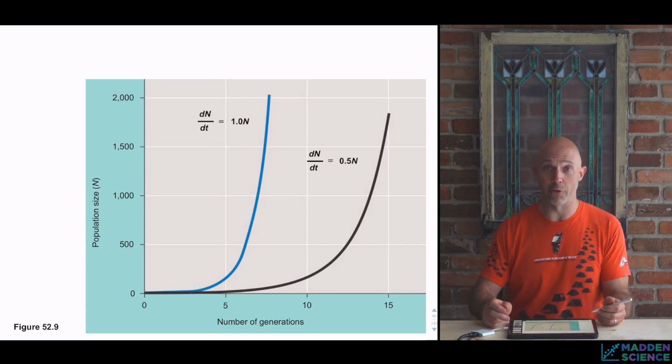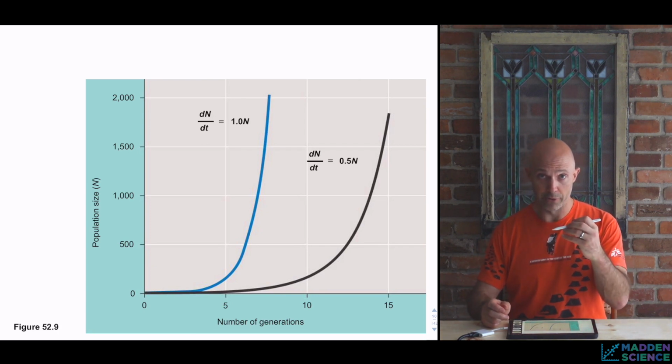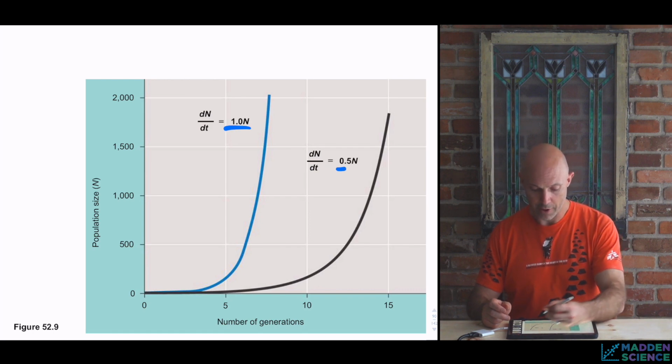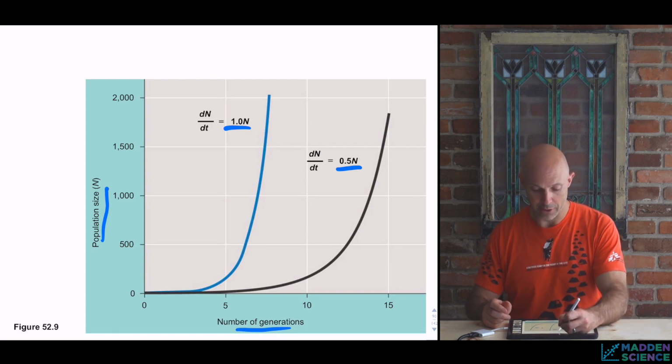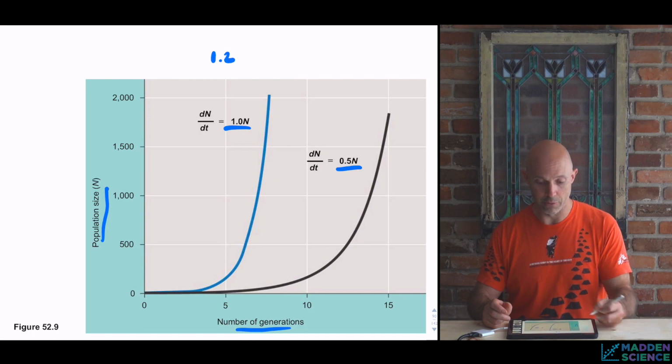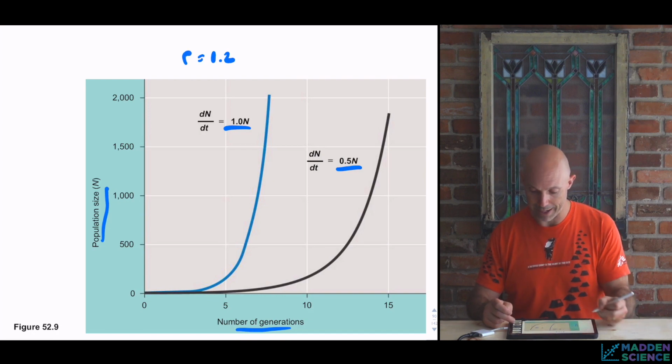Here's a view at two different exponential curves, so J curves, one with a rate of 1, one with a rate of 0.5. So population size divided by time. Currently, human population on Earth is around 1.2 for our rate of growth.